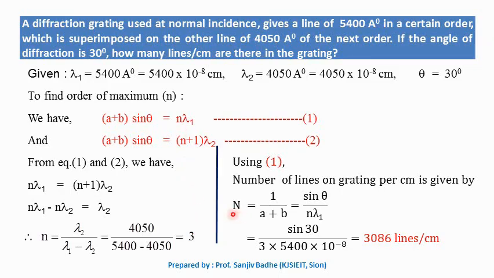The number of lines per centimeter is equal to 1 upon (a plus b), that is sin theta upon n lambda 1. All the values are known now. We can substitute theta as 30 degrees, n as 3 and lambda 1 as 5400 into 10 raised to minus 8 centimeters, and we get the number of lines per centimeter as 3086 lines per centimeter.